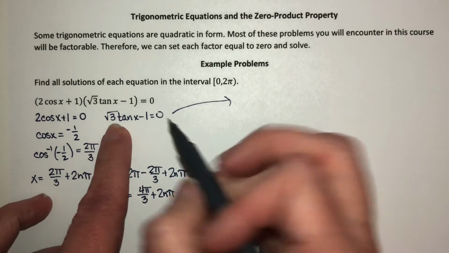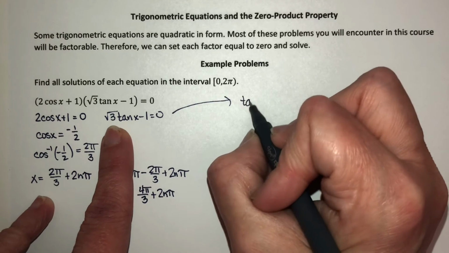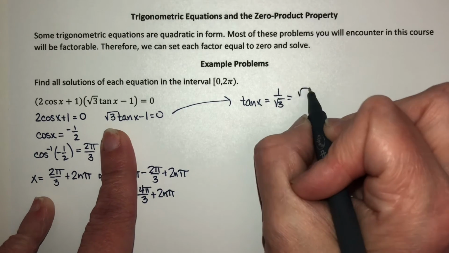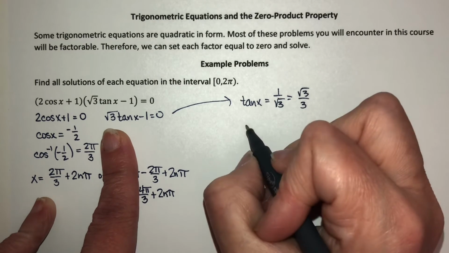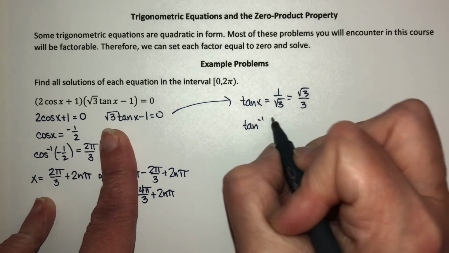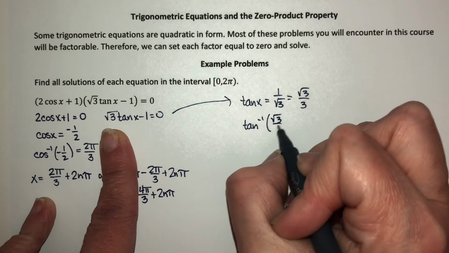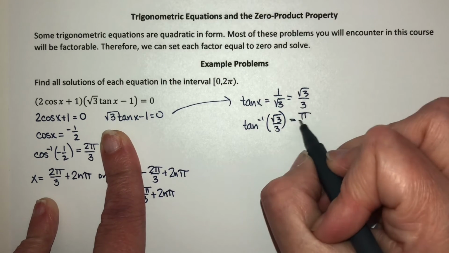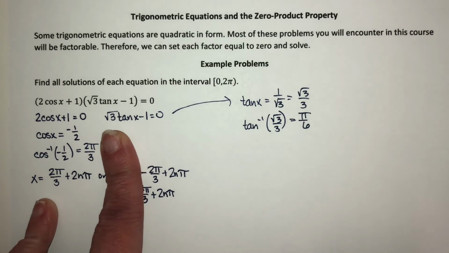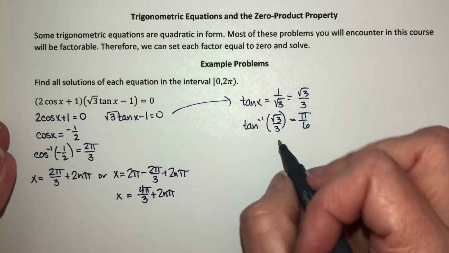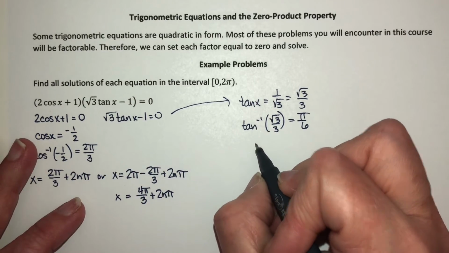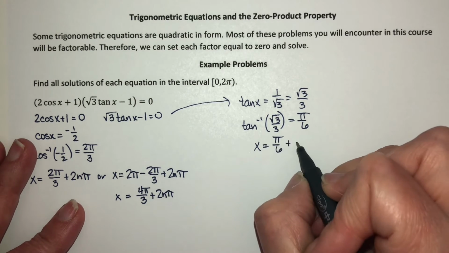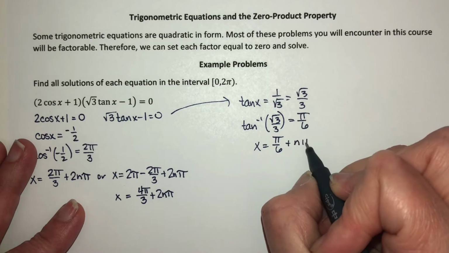Now set this equal to 0, and you get tangent of x is equal to 1 over the square root of 3, which is square root 3 over 3. Inverse tangent of square root 3 over 3 is pi over 6. And for tangent, we get our x is equal to pi over 6 plus n pi.